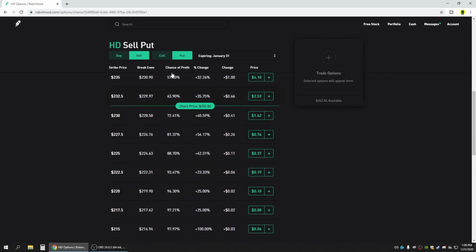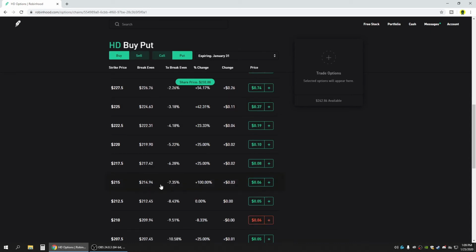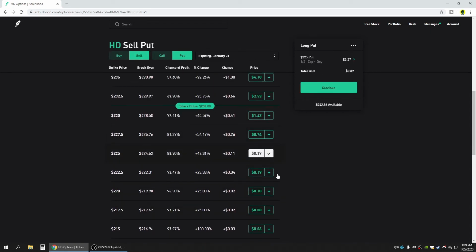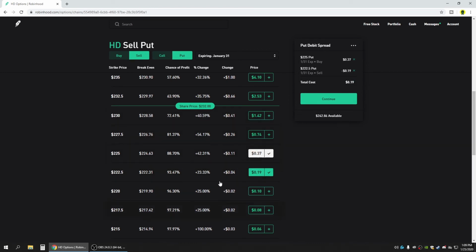That's on the put side. Say we thought Home Depot was going to drop and we didn't think it was going to go up. We could do a debit spread down here for even cheaper than that. We could buy this 225 and sell this 222.5 for $19 of risk, which is very minimal, but that's a pretty hard play to hit because Home Depot's been doing nothing but running up.